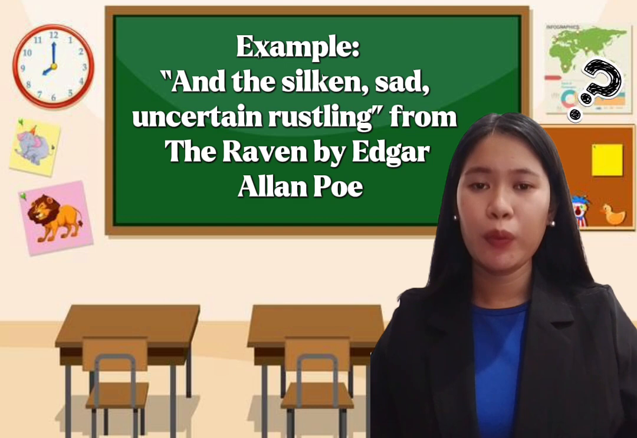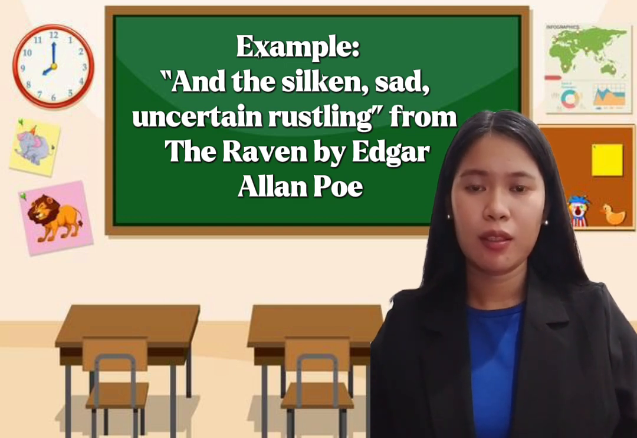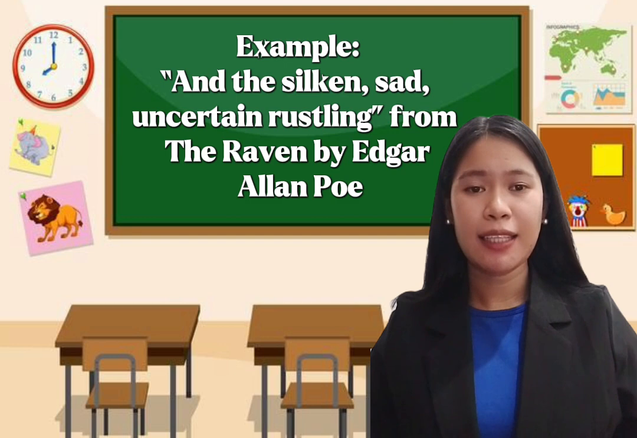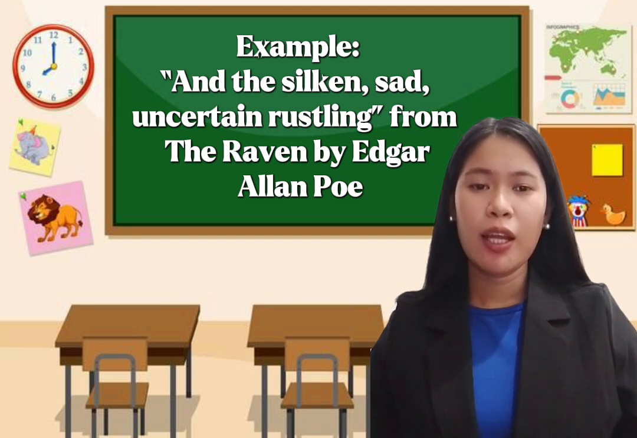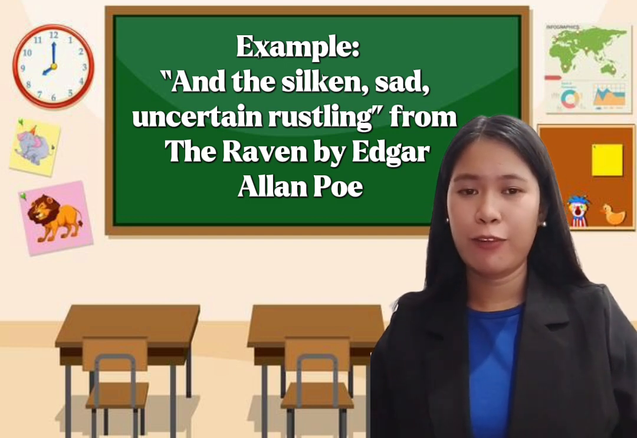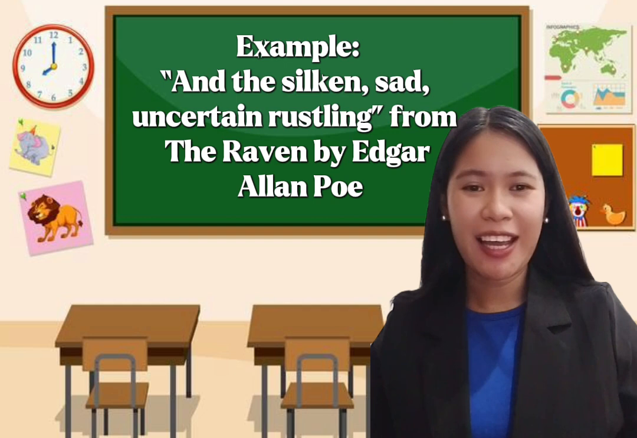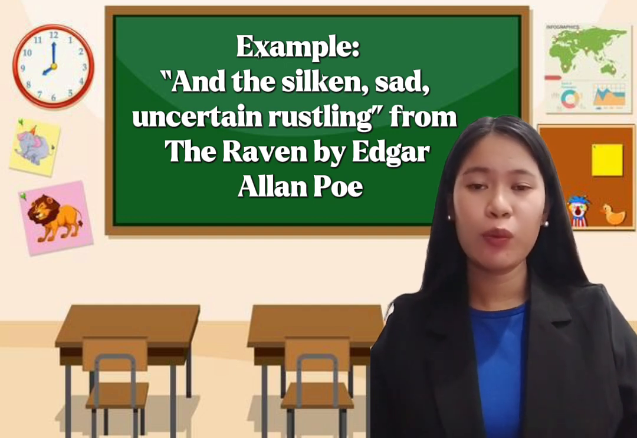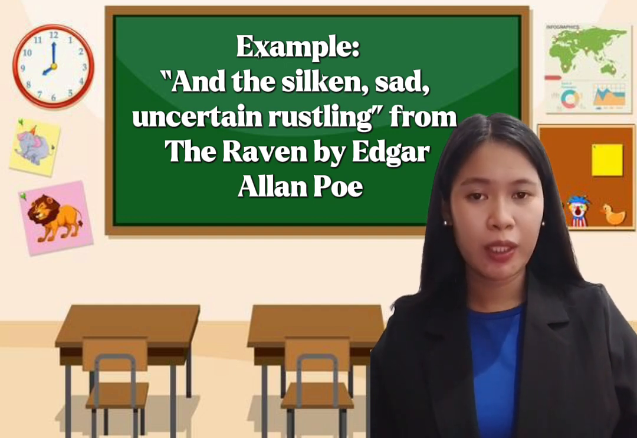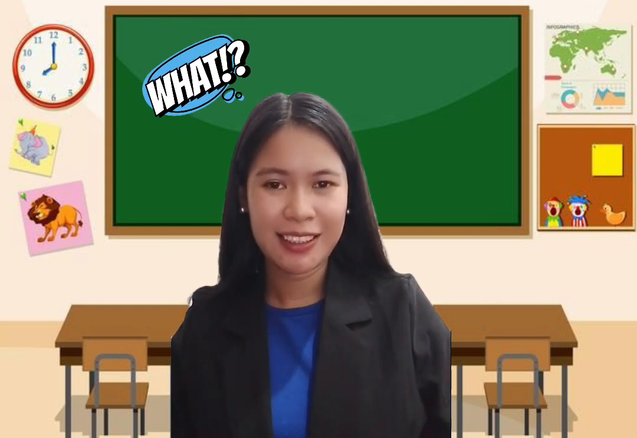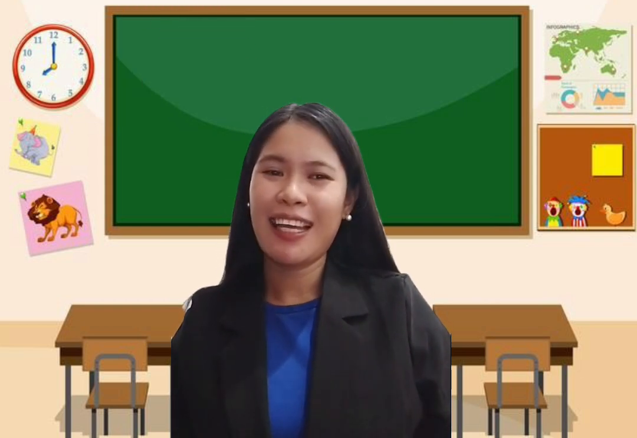What sound do you notice repeating? Yes, the S sound in silken, sad, and rustling. And how does this sound make the line feel? Correct. It creates a soft whispering effect. So what figure of sound is this? Excellent. This is consonance. Do you understand our discussion, class?